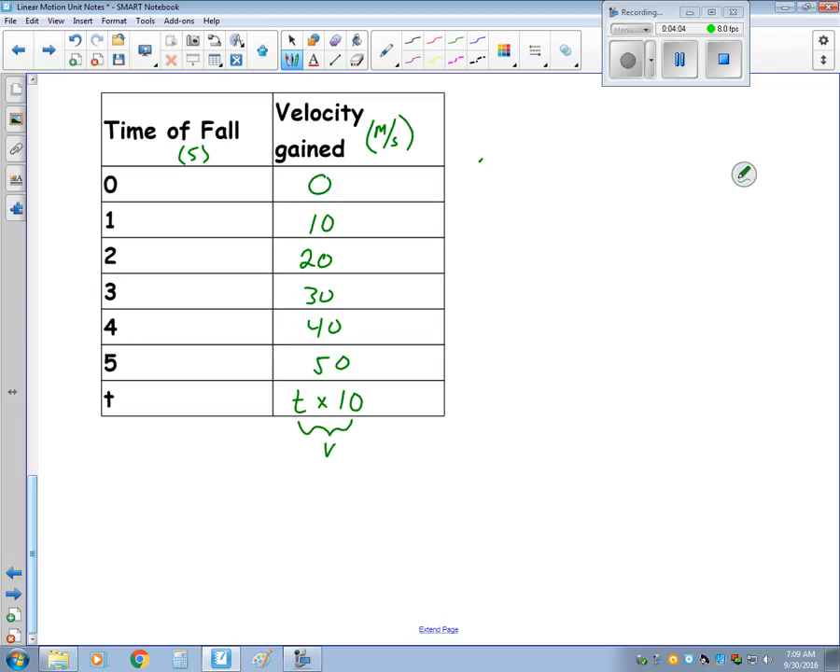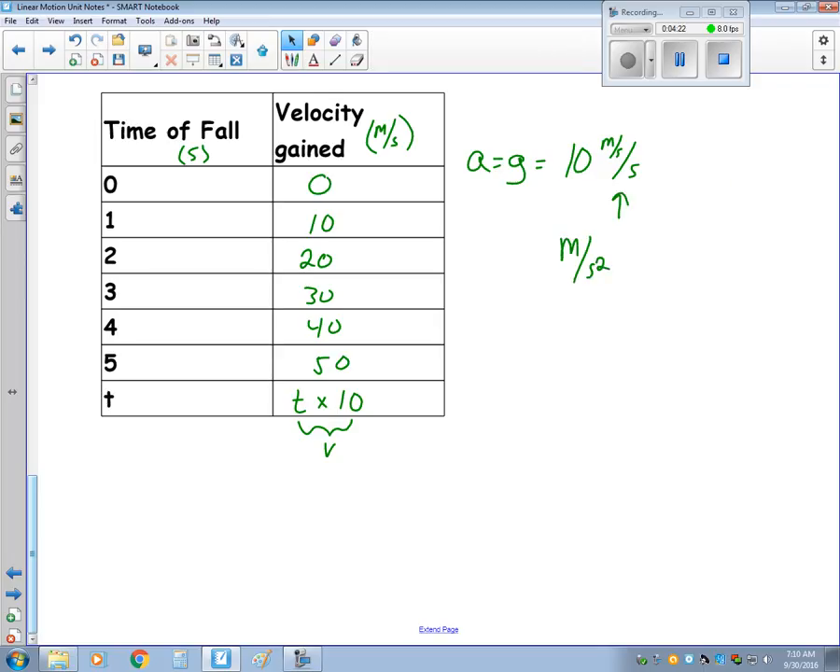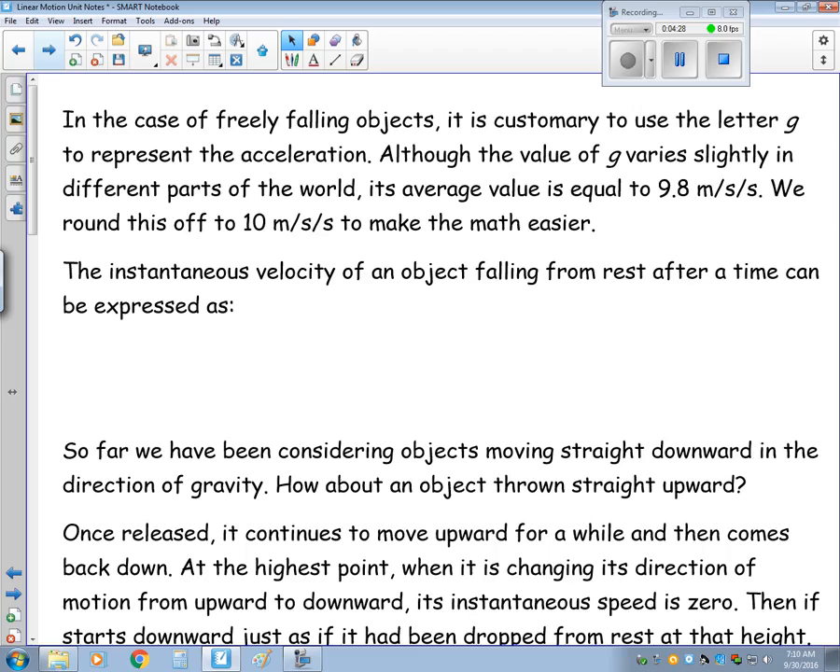So the acceleration of a falling object, which we call g, is 10 meters per second per second. If you wanted to, you could write that unit as meters per second squared, but I kind of prefer this one. It lets you know that it's a changing velocity with respect to time. So, in the case of falling objects, we customarily use the letter g to represent the acceleration. That's because it's true for everything.